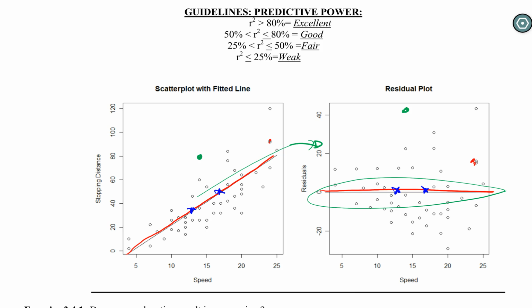Moving on to the next page, we do have those guidelines for predictive power. Greater than 80% has excellent predictive power. Moving all the way down to something less than 25% would have very weak predictive power. So again, just like with the correlation coefficient, I don't think you need to memorize these things. Just know closer to 100 is better, gives us better predictions. Closer to 0 is weaker.